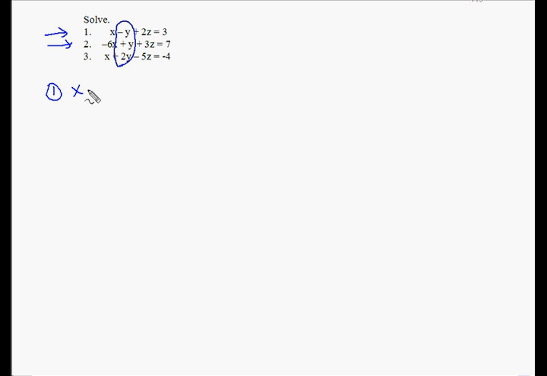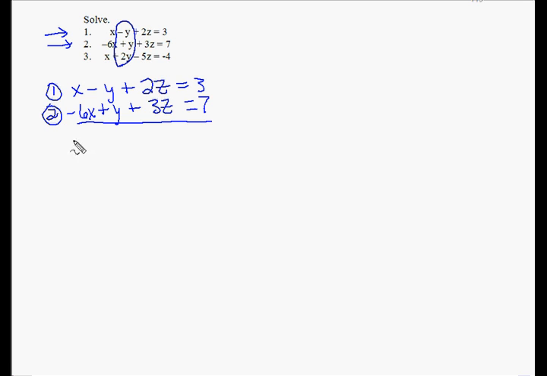And I'd like to label the equation so I can keep track of what I'm doing. If I simply add these two equations together, we will eliminate y, and then we have negative 5x plus 5z equals 10.